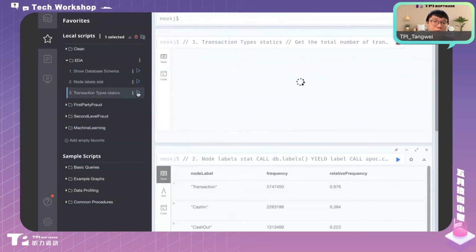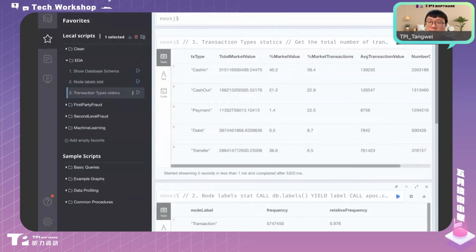And then we will do the transaction type statistic. So here are 5 types of transaction in this database. So we list all transaction types and corresponding metrics like total market values, relative market values, or number of transactions by iterating over all the transactions of all transaction types. So we can see the cash-in transactions still dominate in terms of quantities and average transaction size.